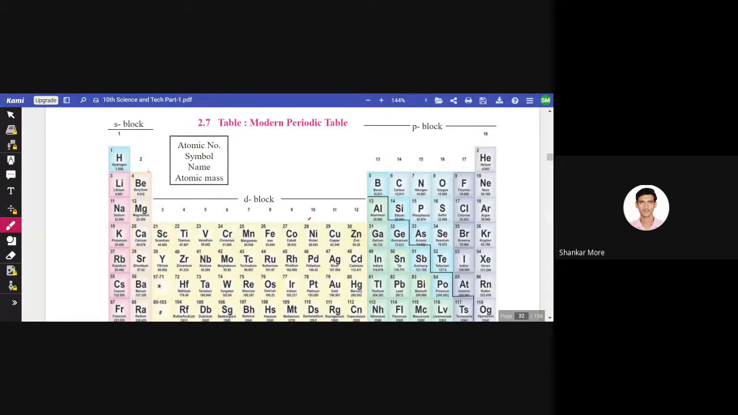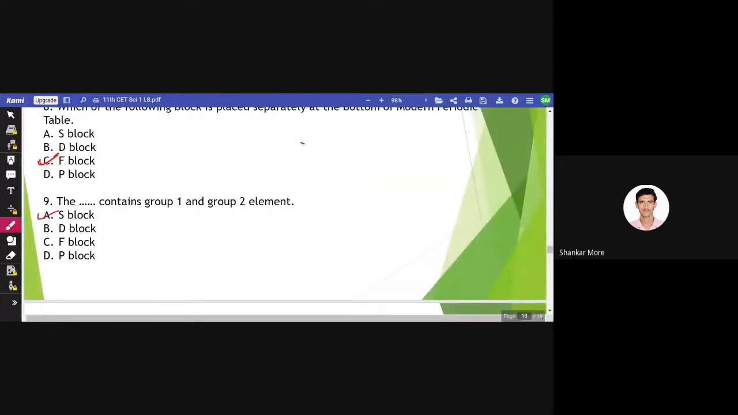So as you can see, this is group 1, this is group 2, and these two groups are under which block? S block. So S block is the correct answer. Dheeraj, you have to write answer like S block. Okay, so it is within the S block. Very good. So the answer for this is A, that is S block.